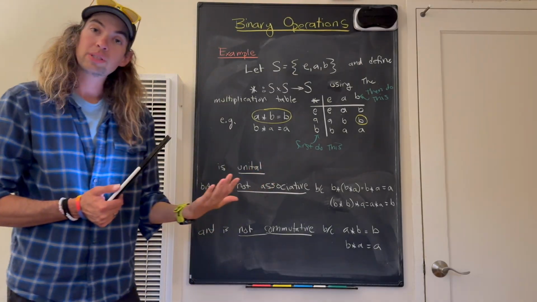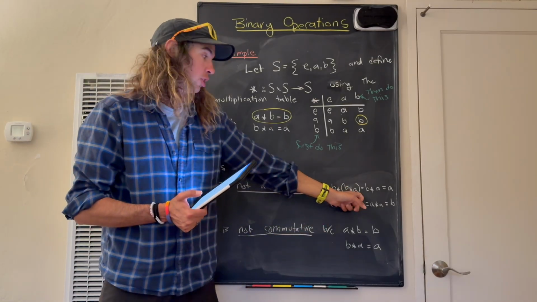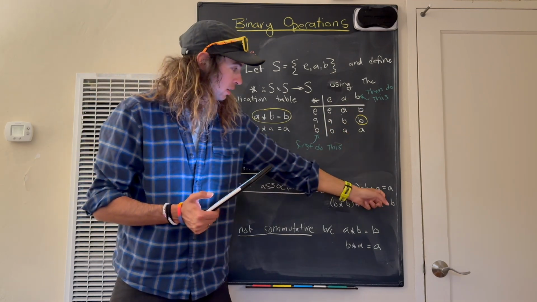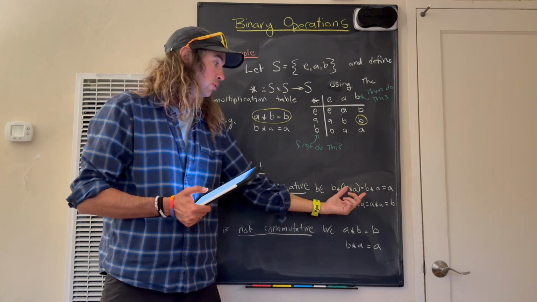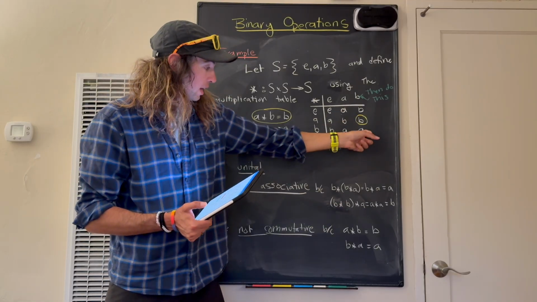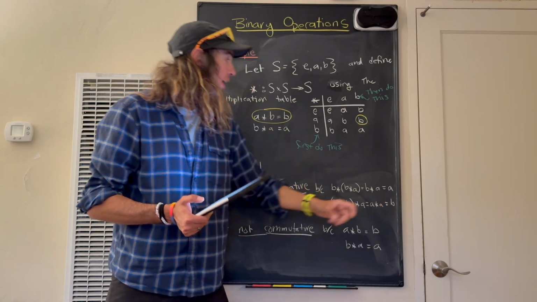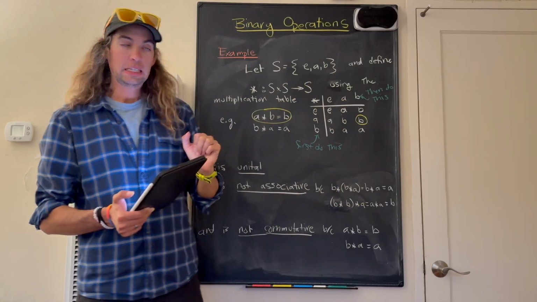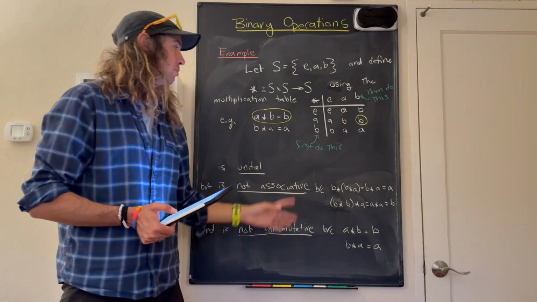So why is it not associative? I just cooked it up so that it's not associative. So B star A, well, what's B star A? B star A is A, and then B star A again is just A. But if I do a different ordering of the parentheses, first do B star B, let's see what that is. B star B is A, so B star B star A is A star A, and what's A star A? A star A is B, and A and B are not the same element of the set, so it's not associative.